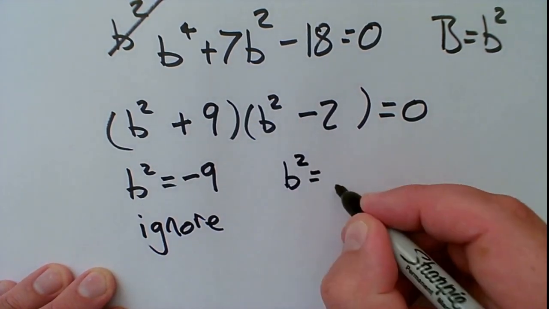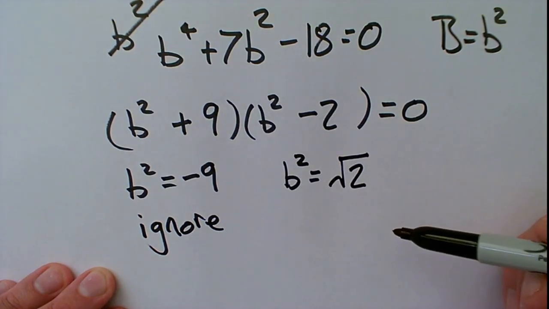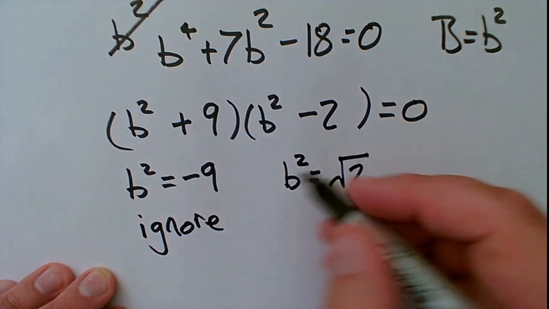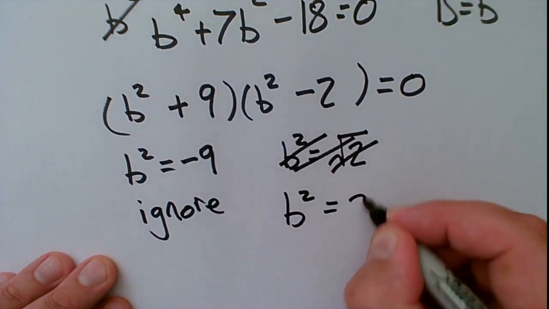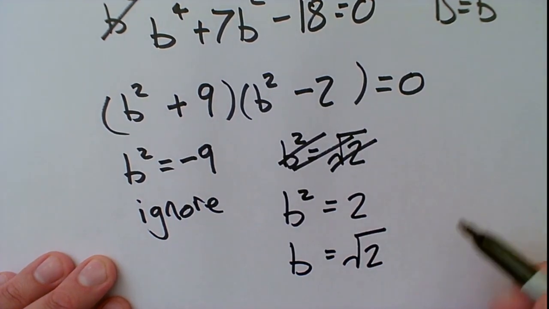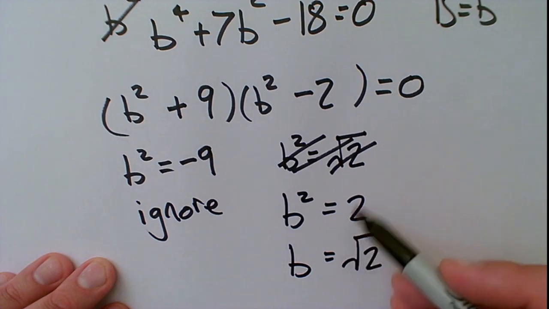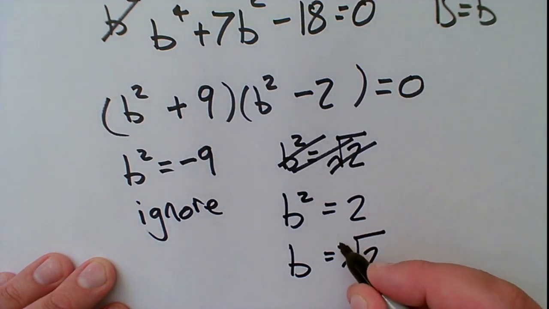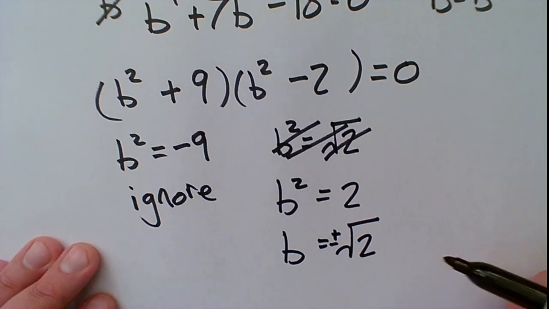B squared is equal to 2, therefore b is equal to, some of us just putting root 2, but of course there are two numbers that when you square it give you 2. There's the plus version and the minus, plus root 2 and minus root 2.